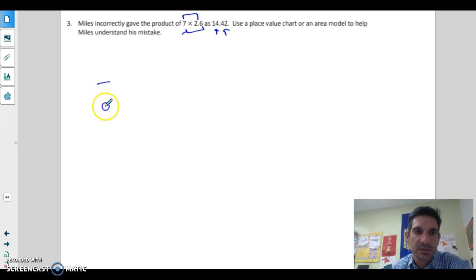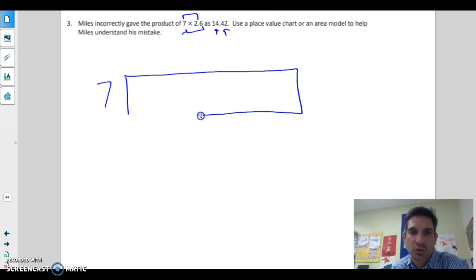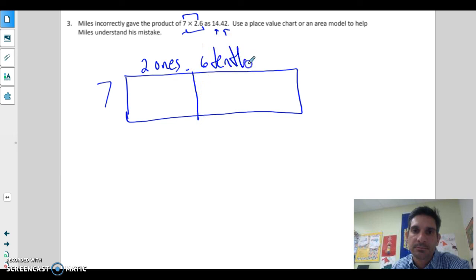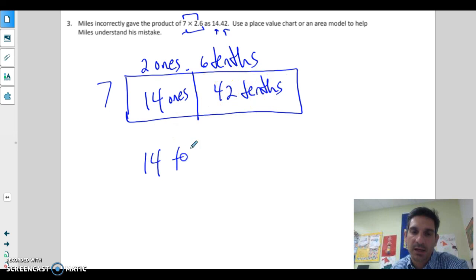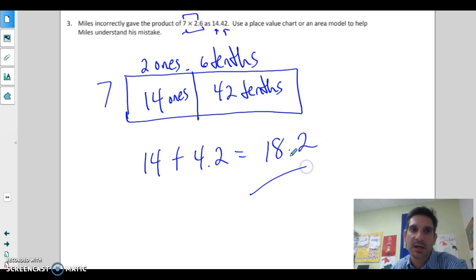So let's figure this out. I'm going to use my area model. I'm going to put 7, and I'm going to put 2 ones, I'm sorry, 2 wholes, my bad, or ones. And I'm going to put 6/10. So this is 14 ones, and this is 42 tenths. So this is the key, knowing what that is. So 14 plus 42 tenths is actually 4 and 2/10, which is equal to 18 and 2/10. So that's Miles' mistake.